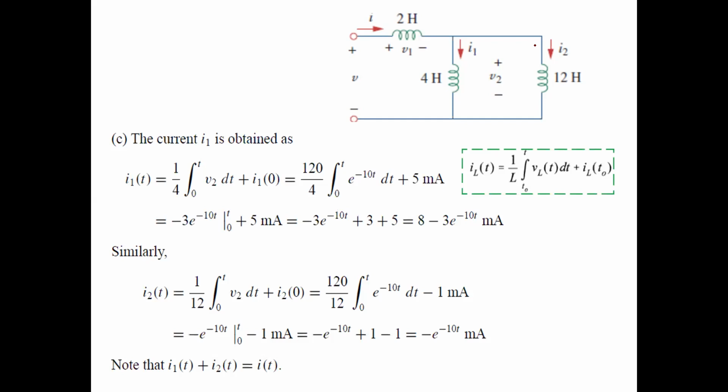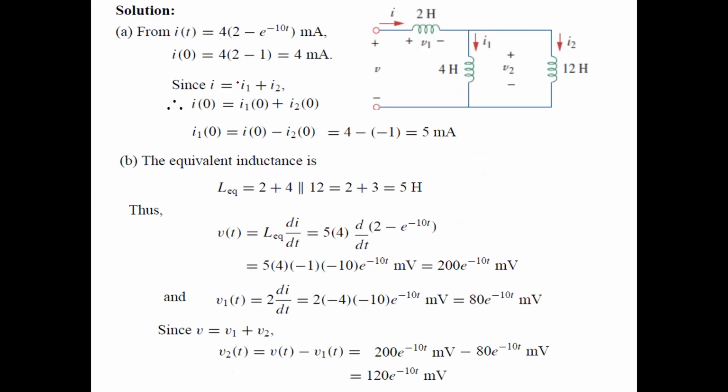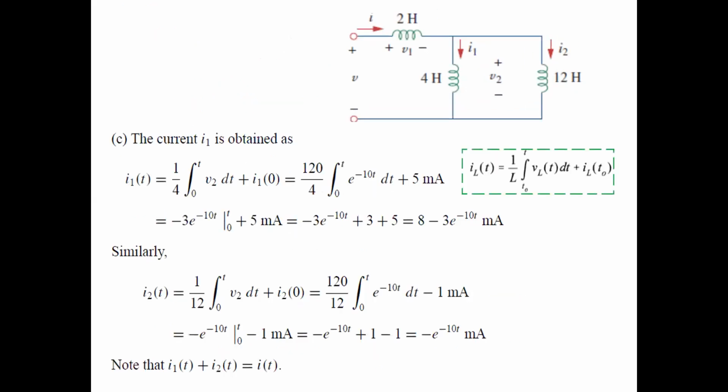So I2(t) you can find by this equation again. Here you know the I, which is this, and now you have found I1. So you can find I2 by just calculating I minus I1. Or you can use this integration formula, whatever suits best. So in this way, we can deal with a hybrid circuit which contains both inductors and capacitors.